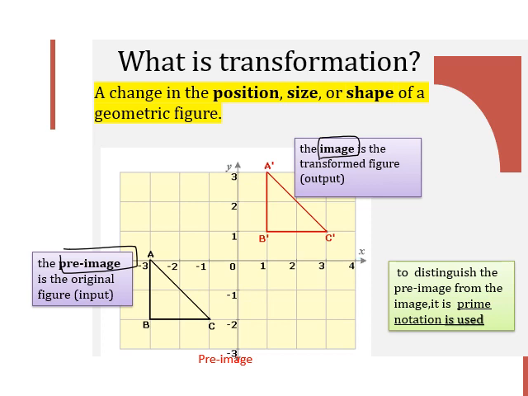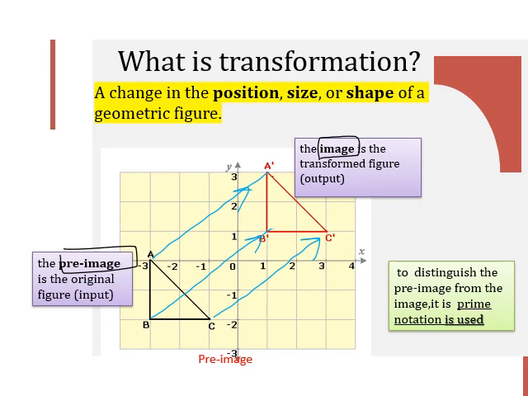To distinguish between the pre-image and the image, we use the prime, which means that A is the original. It has been transformed, and in our coordinate plane, if you noticed, it has been slid to A prime. If you go for B, it has also moved in the same direction as A. B becomes B prime, and C becomes C prime. You notice that these three lines are almost parallel to each other, right? What do you think happened to the figure?